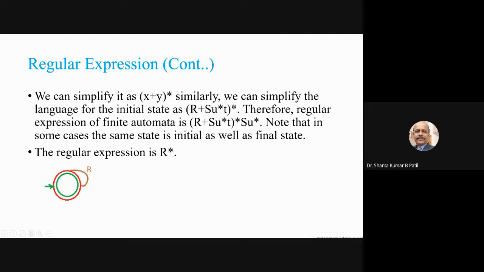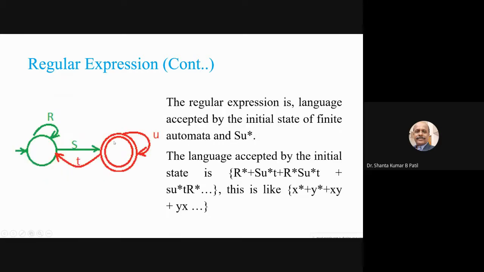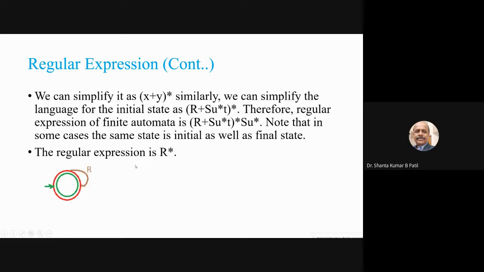In place of the X, you can find the R. In place of the Y, you can have the S U star T. So this is the regular expression or the language accepted by the initial state. If you are multiplying the S U star to this, this will be the language accepted by this finite automata. So the language accepted by this finite automata is the regular expression of this finite automata.